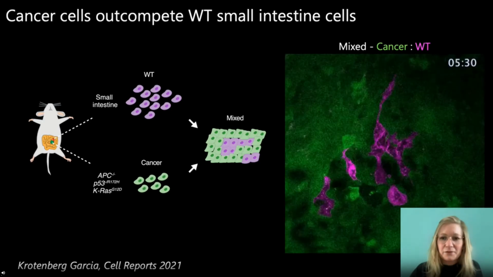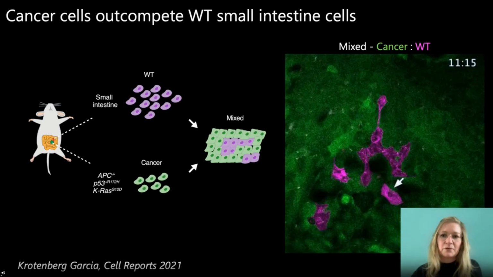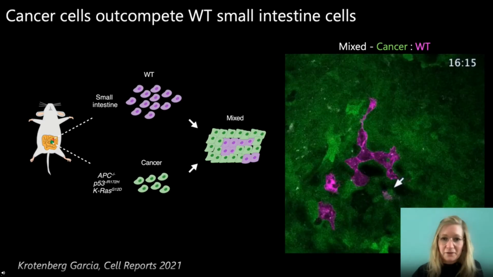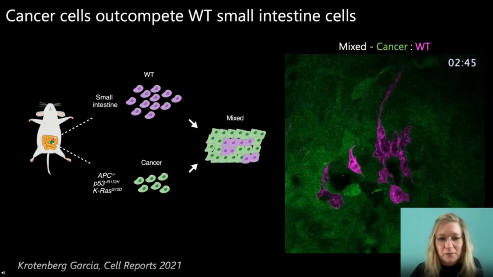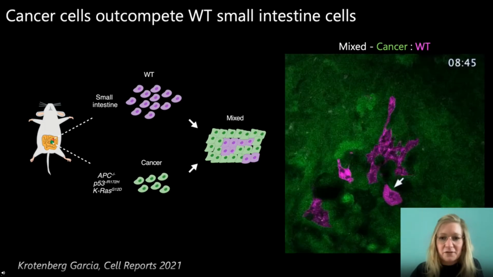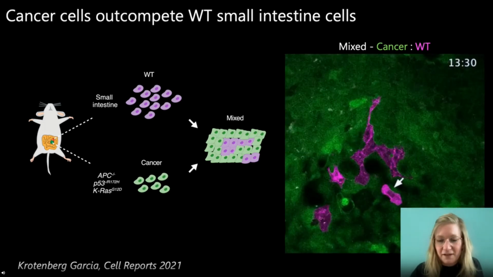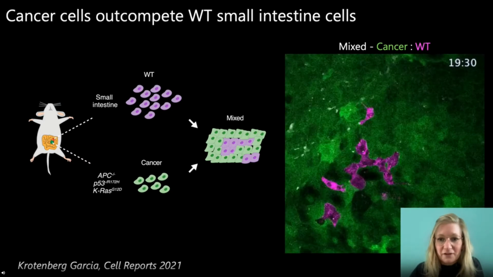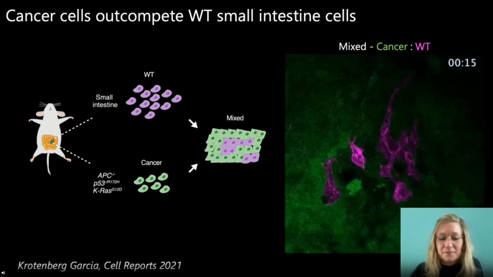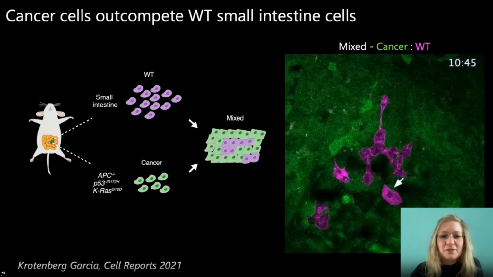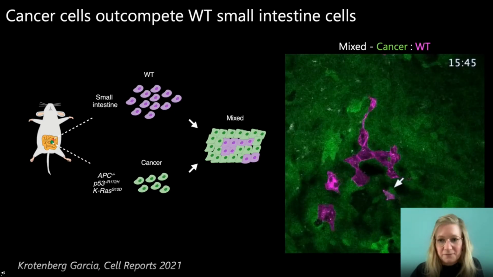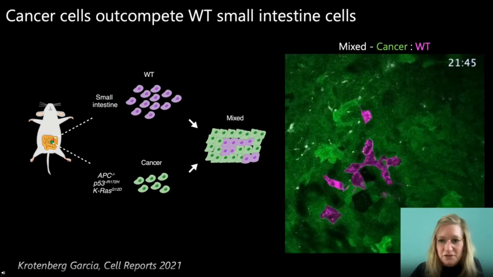We decided to use these to evaluate a role for cell competition in colorectal cancer. And therefore, we derived small intestine organoids of a wild-type nature that are labeled in magenta throughout this presentation. And we derived organoids of a cancer origin that lack APC, are p53 mutant, and express oncogenic KRAS. And these will be labeled in green throughout. And an example of such a monolayer is shown here on the right.